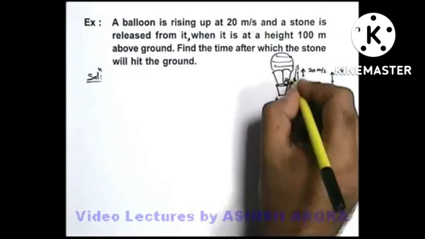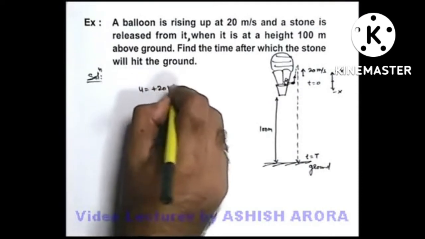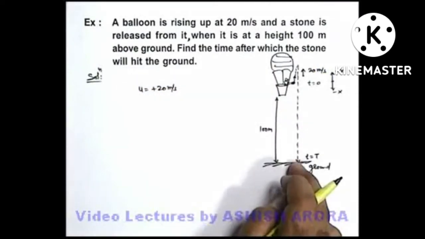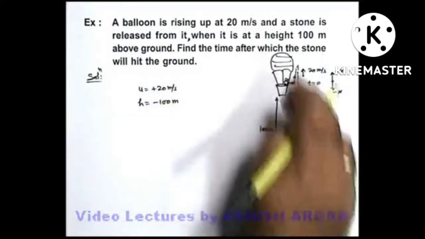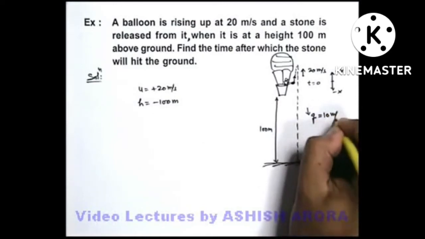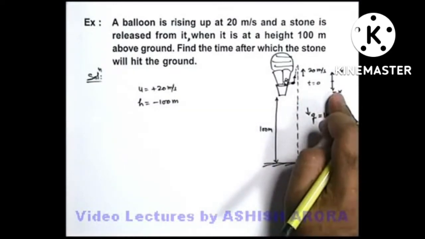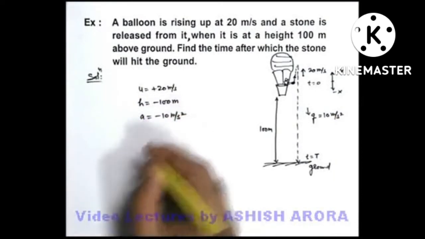So in this situation, the initial velocity of the stone we can write as positive 20 meters per second. We find out the total displacement of the particle, its displacement h can be written as minus 100 meters. Throughout the motion, it was having an acceleration g in the downward direction. g we can take as 10 meters per second square, which is in the direction of the negative x-axis. So acceleration we can consider to be minus 10 meters per second square.